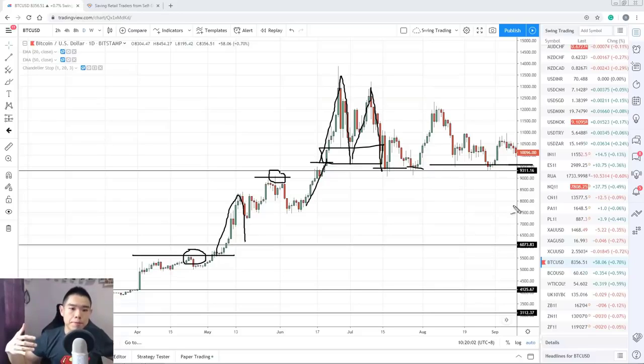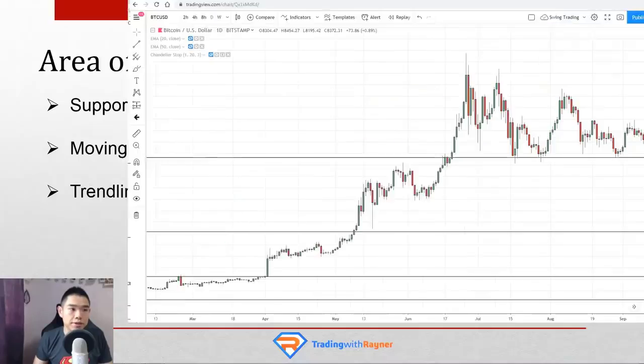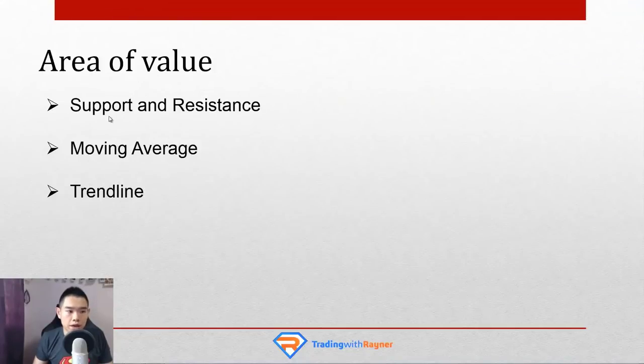So you can see that in an uptrend, there are numerous ways to define your area of value, okay? And I want you to be aware of it. So you can see over here, area of value, the most common ones are usually support resistance, moving average, trend line, okay? And downtrend is just the opposite. So now, you have got your market structure, your area of value.